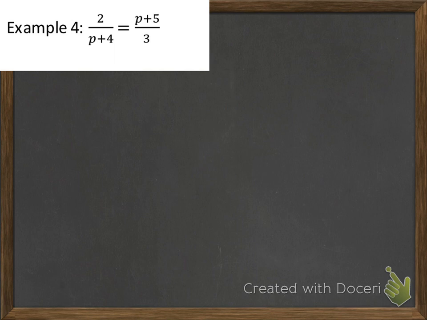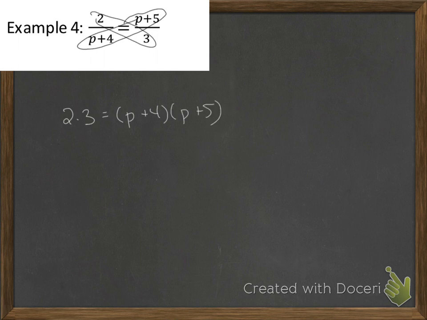Okay, example 4. So we, again, are going to just cross multiply and solve. So we're going to have 2 times 3, and then we're going to have p plus 4 times p plus 5. So let's see, we have 2 times 3 equals, parentheses, p plus 4, parentheses, p plus 5. Make sure you use those grouping symbols, or else you're probably not going to get the right answer.